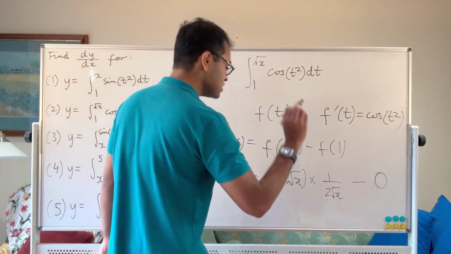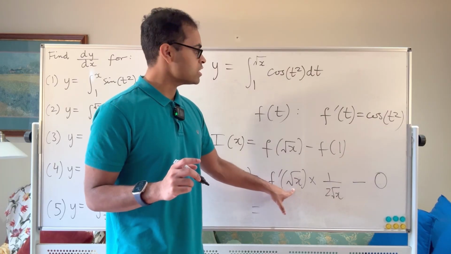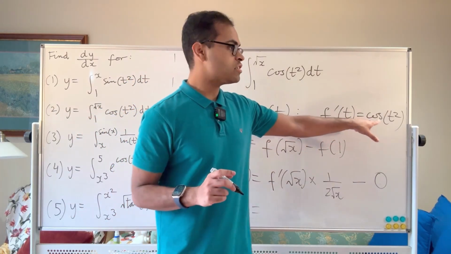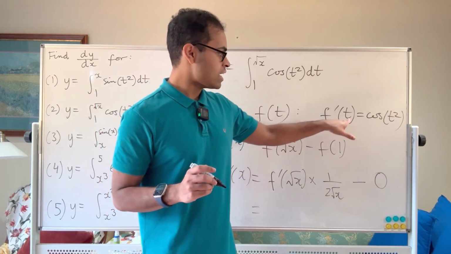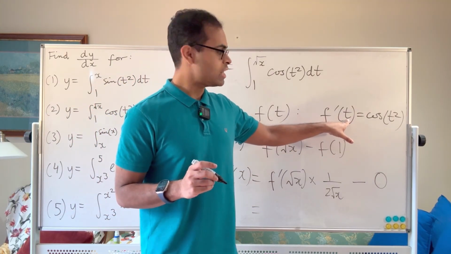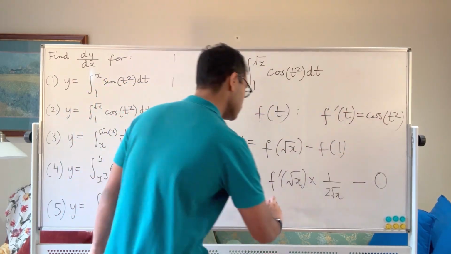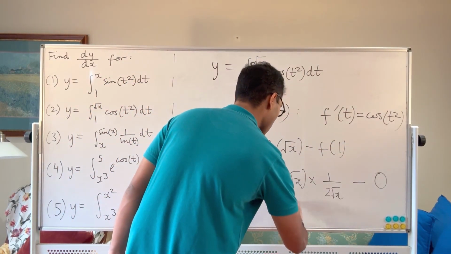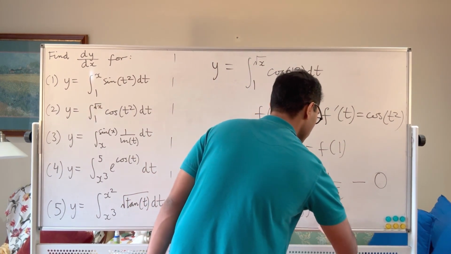And now we're almost done. We have to be very careful again. F prime of square root of x, what's that going to be? Well, f prime of t is cosine t squared. So again, we want to plug in the square root of x as t here. Okay, in this formula, so we're going to get cosine of the square root of x squared. So I'm going to do that in 2 steps. So it's going to be cosine of the square root of x squared times 1 over 2 root x.